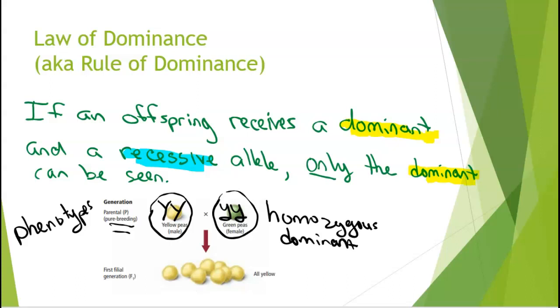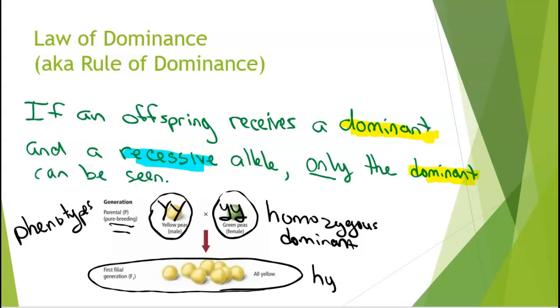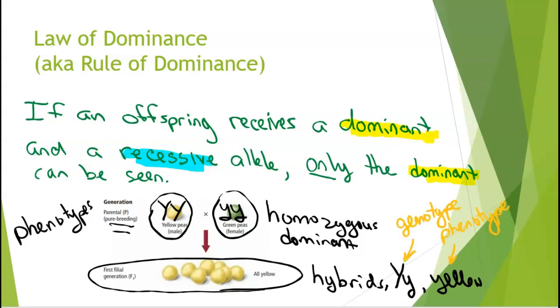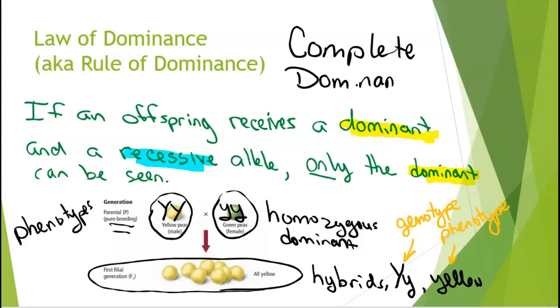When you cross them in a monohybrid cross, you get all individuals that are yellow. They do not show the recessive trait. These are the hybrids. They would be the genotype big Y, little y, and they're all yellow as their phenotype. This pattern of inheritance is what we call complete dominance. You will see other situations where this rule may not apply, and we will explain that in further lessons and videos.